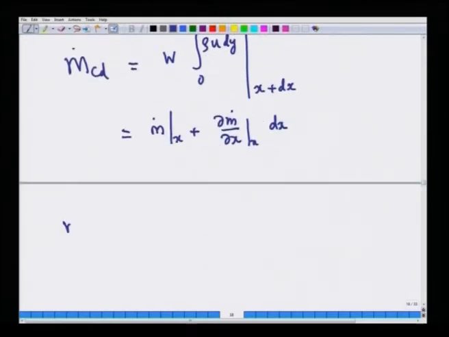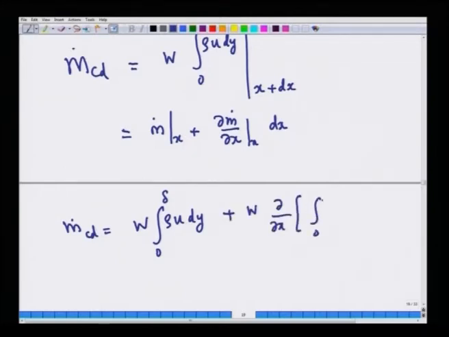So, m dot CD is nothing but W integral 0 to delta rho u dy plus W d/dx of integral 0 to delta rho u dy times dx. Because delta is a function of x, we have to take this. This is an integral, but the integral is a function of x through the fact that delta is a function of x. The upper limit is actually a function of x.